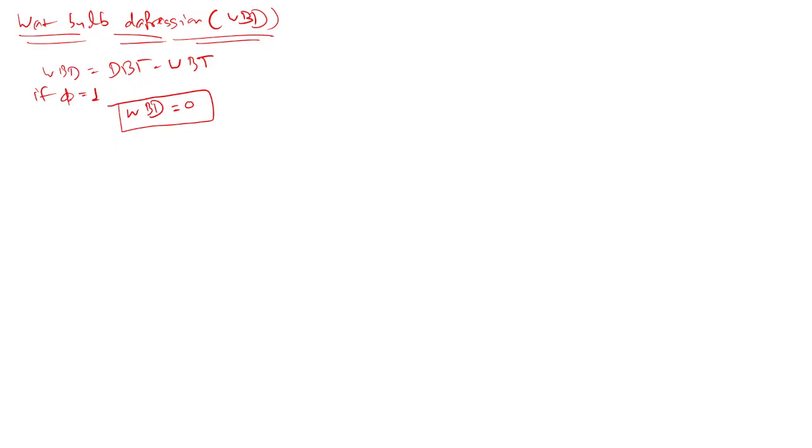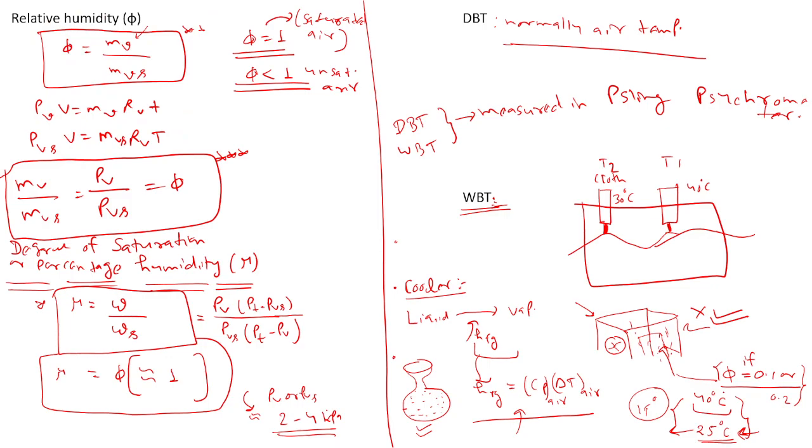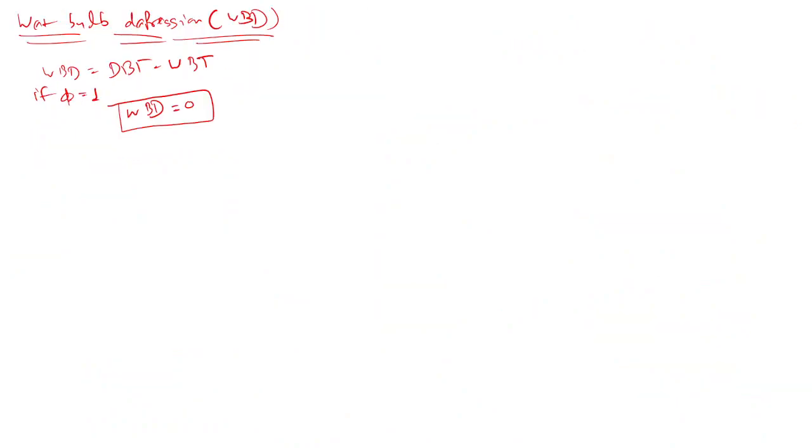Sir, could you please repeat why it would be 0? Okay, phi 1 means what? Air has no capacity and no tendency to accept more water vapor, right? Yes, sir. If it has no tendency to take any water vapor, then when air comes here, whatever amount of water is there, air will take none. So no drop in temperature, meaning the decrease in temperature would be 0.